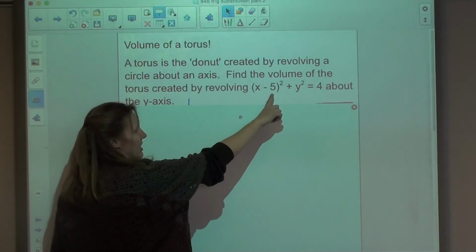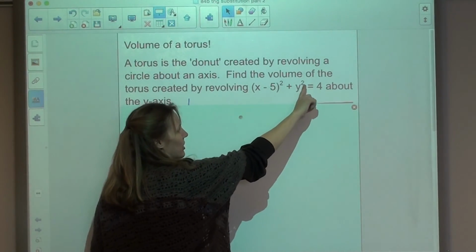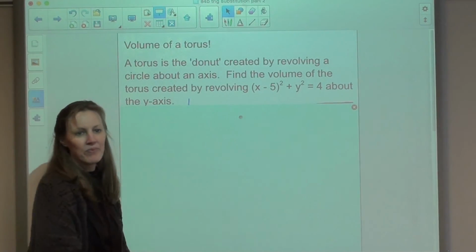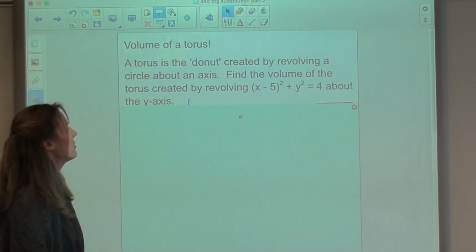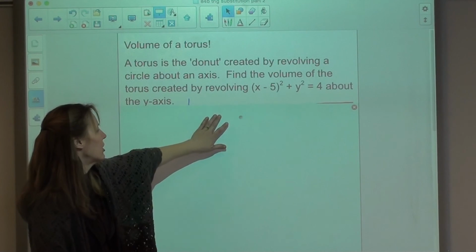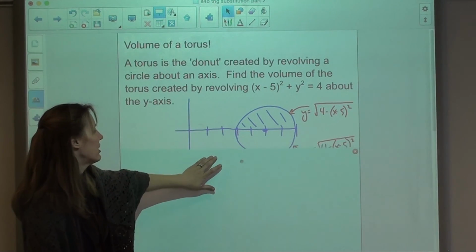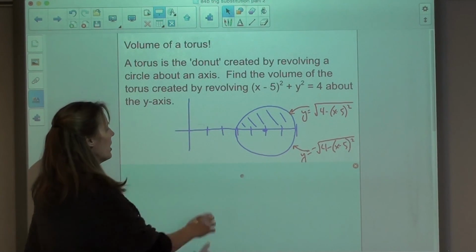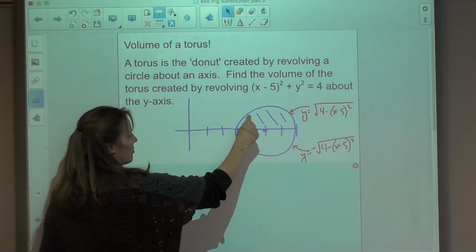x minus h squared plus y minus k squared equals r squared, right? (h, k) is your center, so (5, 0). What's the radius? 2. So if we draw the torus, or the circle that is the base of the torus, we have a circle centered at (5, 0) with a radius of 2.